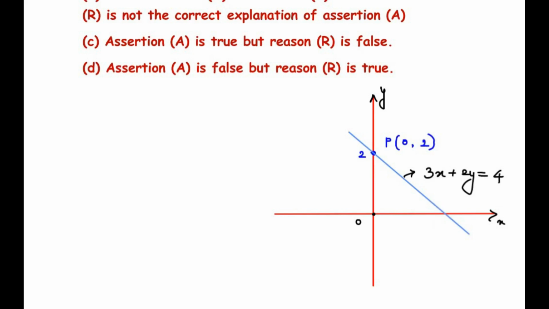For that we have to just substitute the value of x and y in this given expression, and we have to check if left hand side becomes equal to right hand side or not. So if the condition is satisfied, then the line definitely passes through the point P. So let us check here.